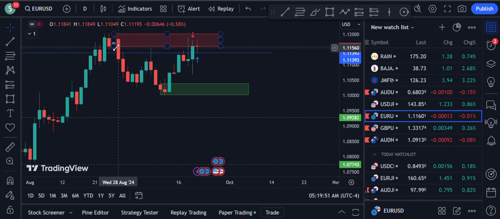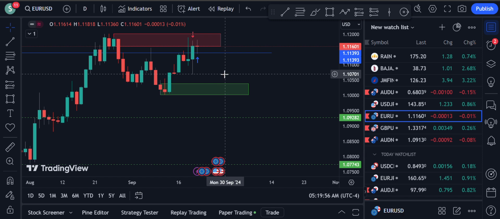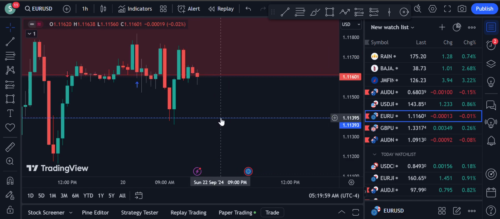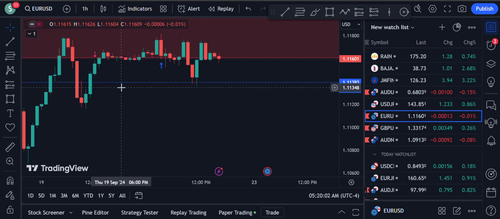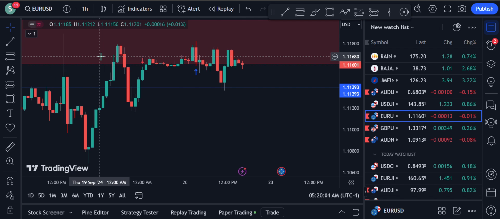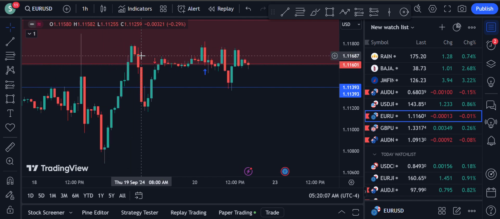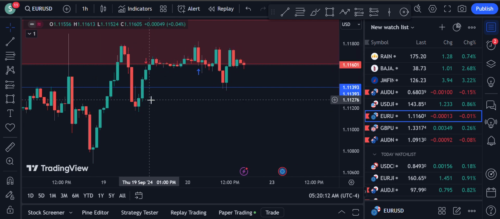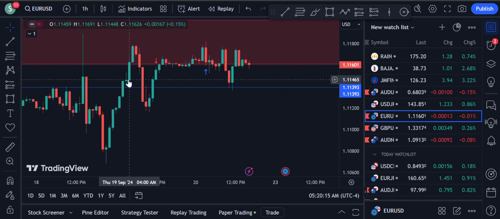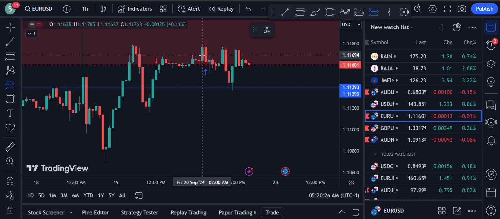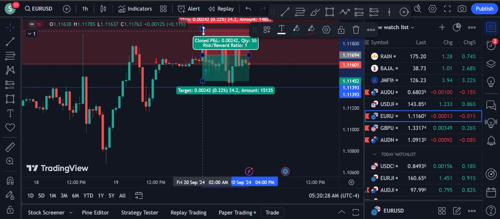So what I did is I marked this supply zone, and when the market entered this supply zone I moved down to 1 hour time frame. After entering the supply zone, we saw that it reversed really good and it broke this demand zone also. So my thought process was that I'll take a short trade nearing this demand zone and my stop loss would be here.